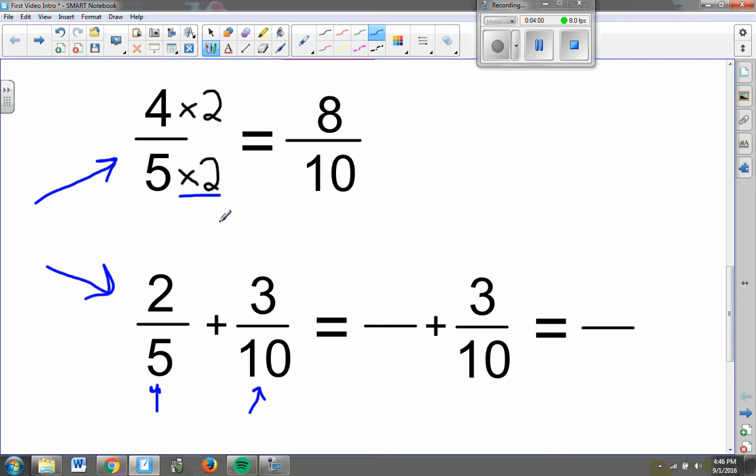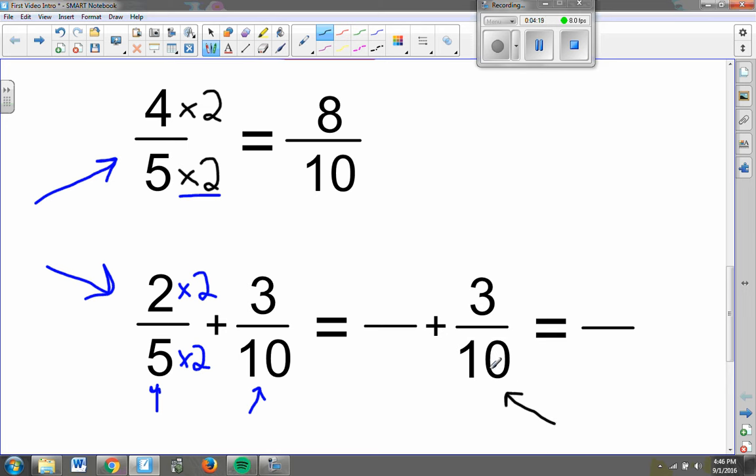So I'm going to do exactly the same thing down here. I'm going to times the 5 by 2. But whatever I do on the bottom of the fraction, I have to also do on the top. So I will times the 2 by 2 as well. So now I've changed the problem. I left the 3 over 10 exactly the same over here.